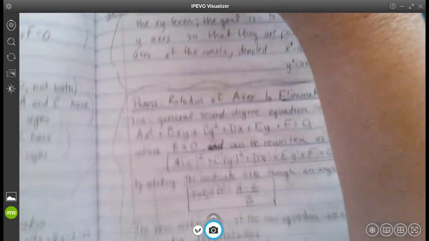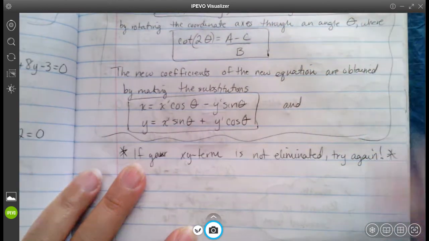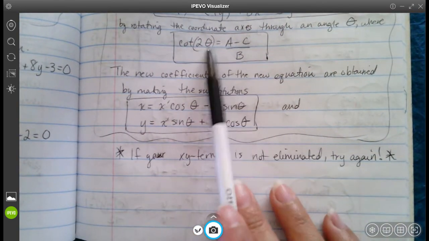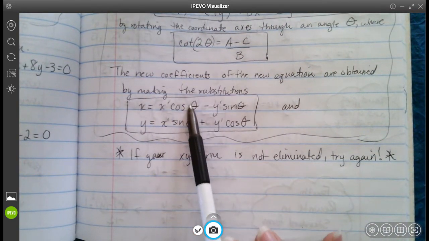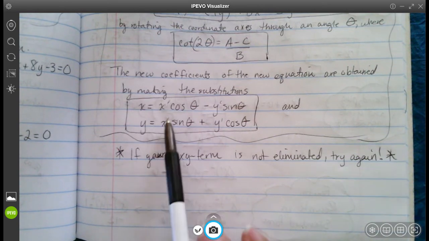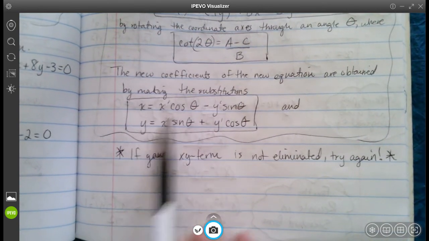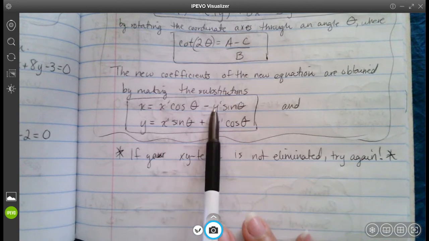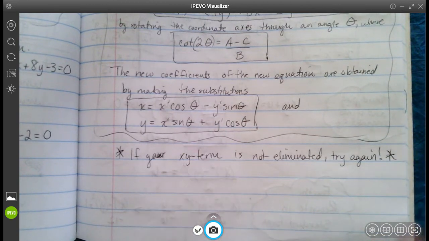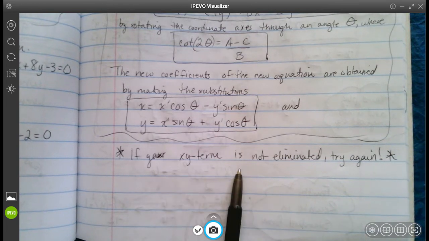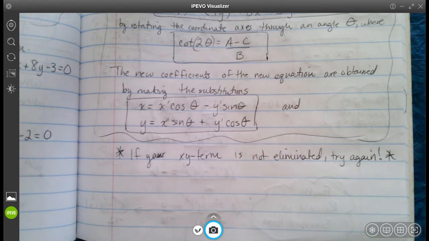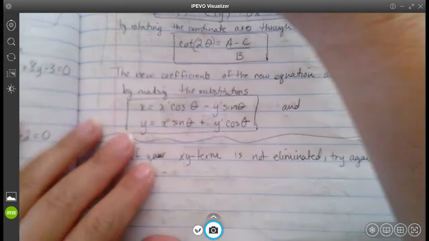The new coefficients of the new equation are given by making the following substitutions. Once we have our angle, we can substitute it into these two equations, and that will give us x and y in terms of x prime and y prime, so in terms of the new axis. And a final note: if this term is not eliminated when you get your equation, try again. You probably made a mistake, because it should be eliminated.